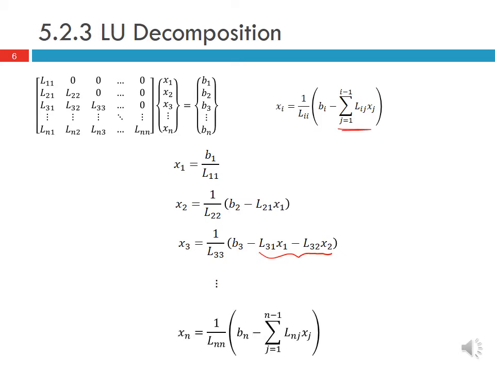And this way, we work our way down to xn, which is 1 over lnn times bn minus the sum from j goes from 1 to n minus 1 of lnj xj.